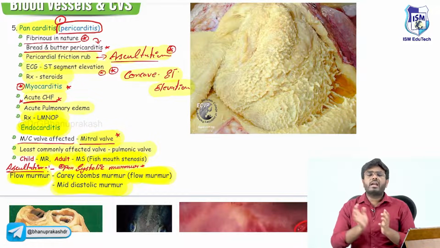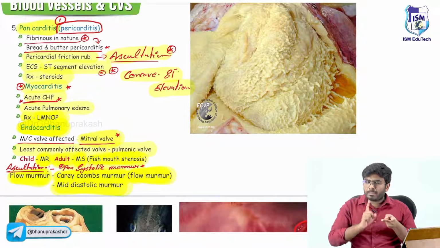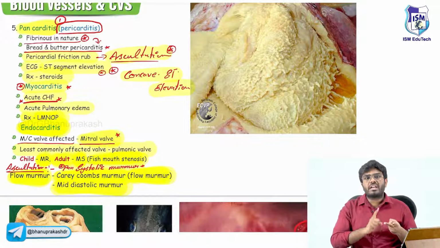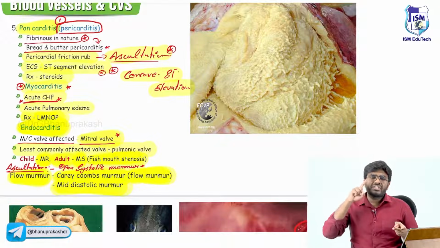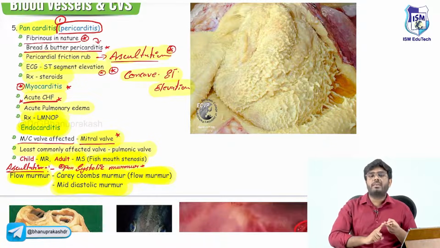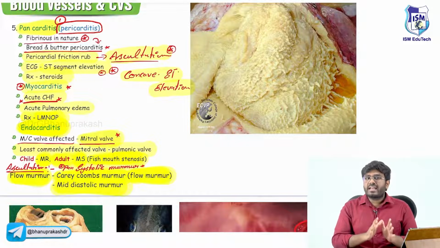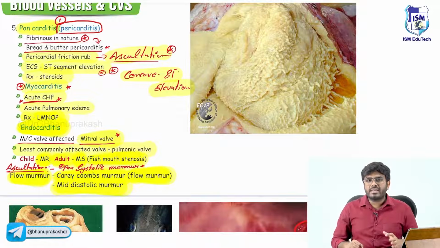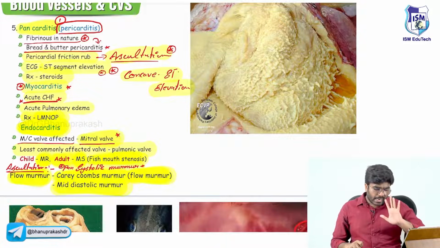So heart involvement: pericardial involvement will be there, bread and butter pericarditis, which is the example of fibrinous pericarditis. There will be a pericardial friction rub, and there will be concave ST segment elevation, treated with steroids. And there will be myocarditis, which can actually kill the patient because of congestive heart failure. How can you treat this myocarditis? With LMNOP: Lasix, morphine, oxygen, positioning, and nitrates.